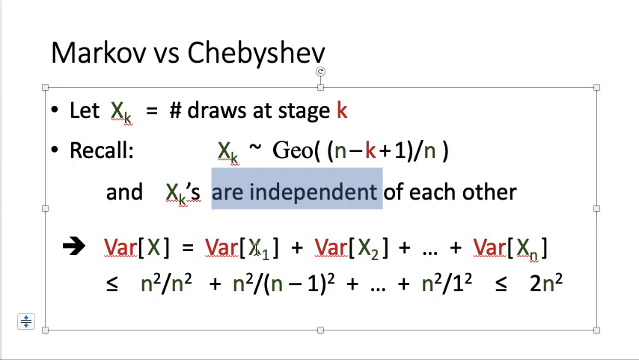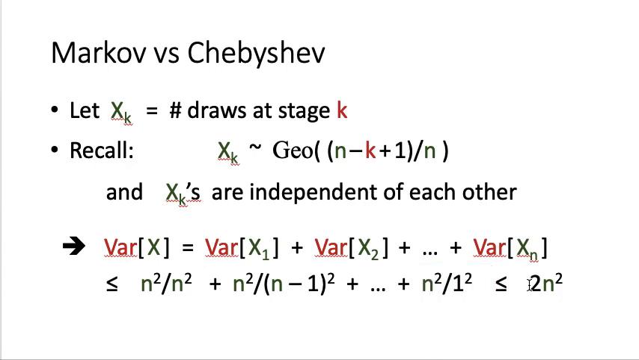And recall that for a geometric random variable, the variance is less than or equal to 1 over p squared. So in that sense, we can bound the variance of X by n squared over n squared plus n squared over (n minus 1) squared, and so on and so forth, up to n squared over 1 squared. And by doing some trick to bound this, this is always less than or equal to 2n squared. The bound is actually not difficult to see, so I will leave this as an exercise for you.